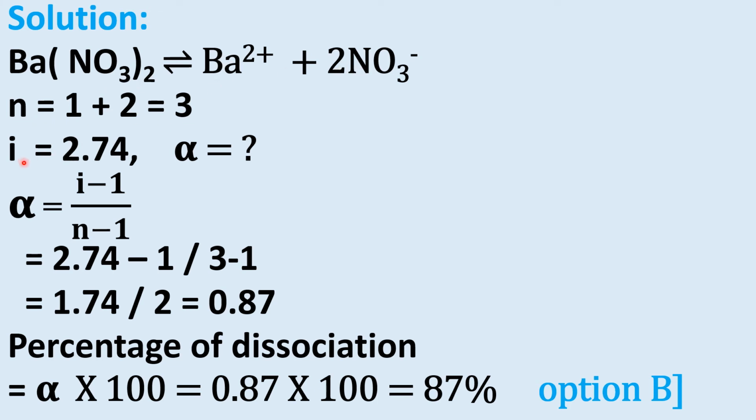Van't Hoff factor i is equal to 2.74, given. First we will find out alpha, then percentage of dissociation. Alpha is equal to i minus 1 divided by n minus 1. Substitute the values. We will get 0.87. Percentage of dissociation is equal to alpha into 100. That is 0.87 into 100 is equal to 87%. Thus option B is correct.